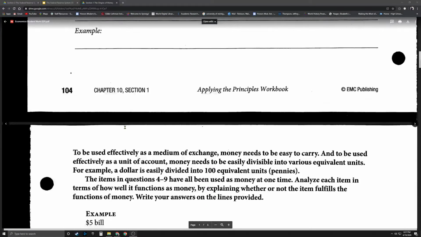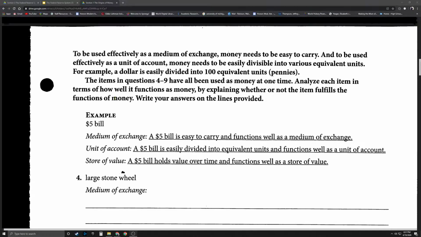Okay. Down here, it says to be used effectively as a medium of exchange, money needs to be easy to carry. And to be used effectively as a unit of account, money needs to be easily divisible into various equivalent units. For example, a dollar is easily divided into 100 equivalent units, pennies.